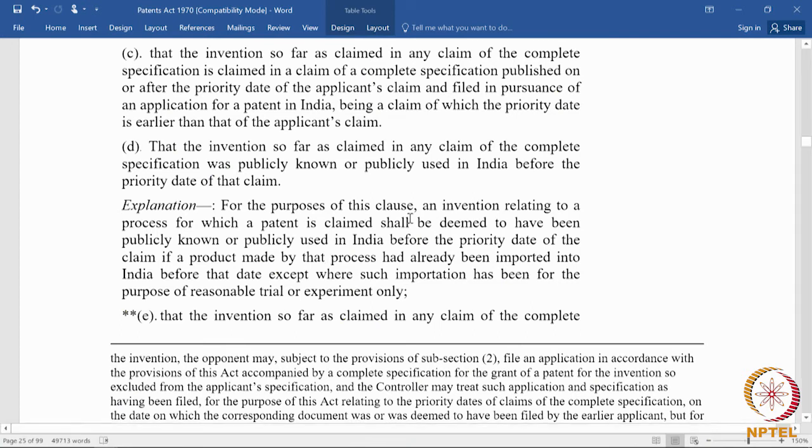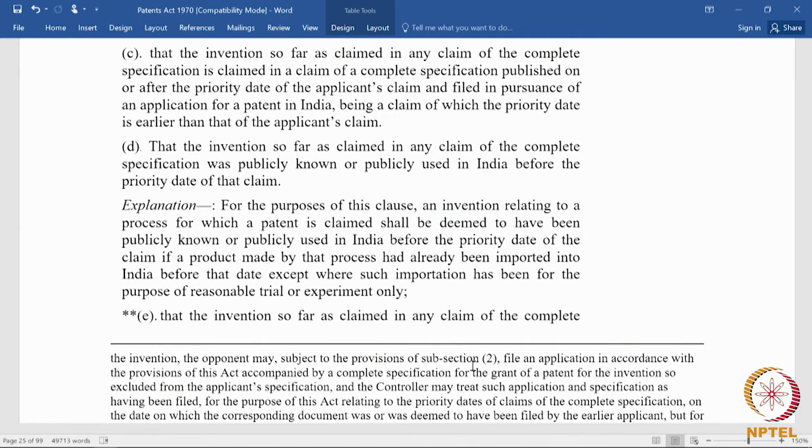For the purpose of this clause, an invention relating to the process for which a patent is claimed shall be deemed to have been publicly known or publicly used in India before the priority date of the claim if the product made by that process had already been imported into India before the date, except where such importation has been for the purpose of reasonable trial or experiment only. Now, it simply means that for understanding publicly known or publicly used, we will also consider imported things.